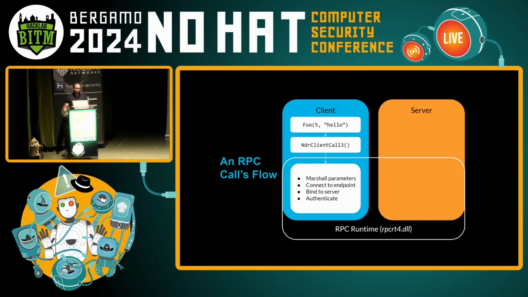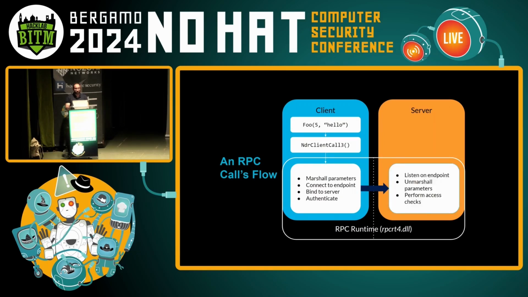That's what is loaded to each and every RPC client or server process, because that's what actually handles all the RPC logic. Inside the RPC runtime, it's responsible for marshalling parameters, and that's just a fancy name of taking all the arguments that are passed to the function and making them network safe, connecting and resolving to the remote endpoint, doing the binding, authenticating if it needs to, and actually sending all the data.